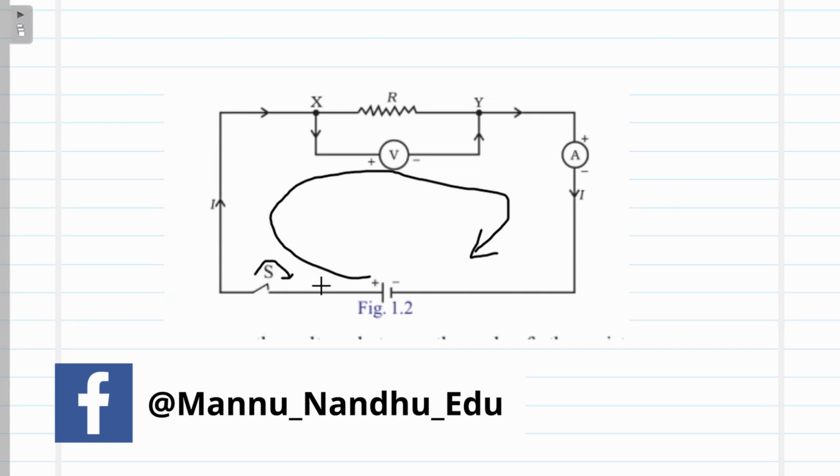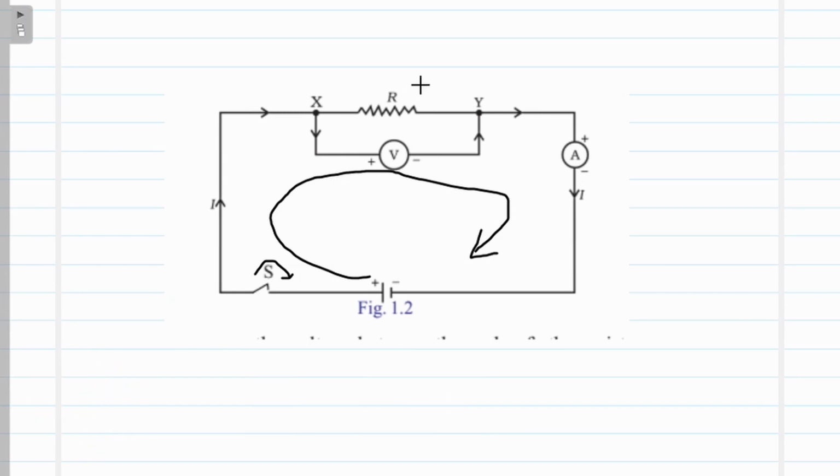If the switch is on, the circuit will be closed. So the current can pass this way and through R. R means a resistor. What is meant by a resistor? It can cut the current, resist the current.